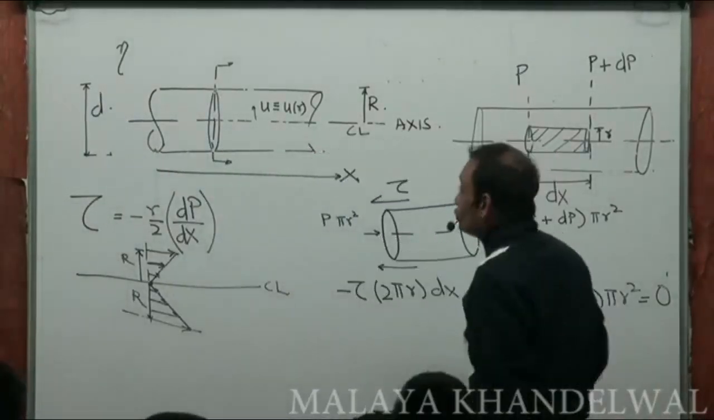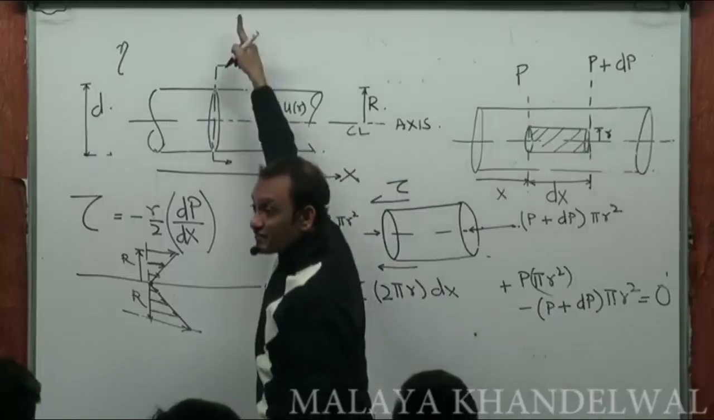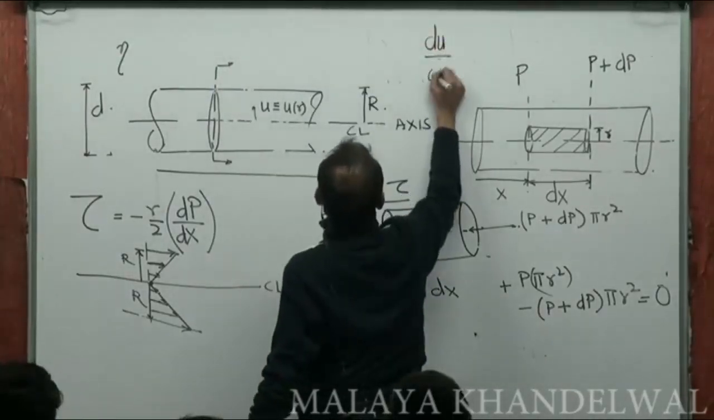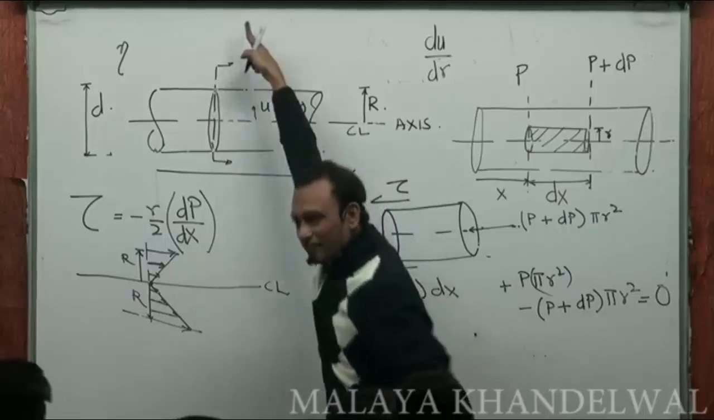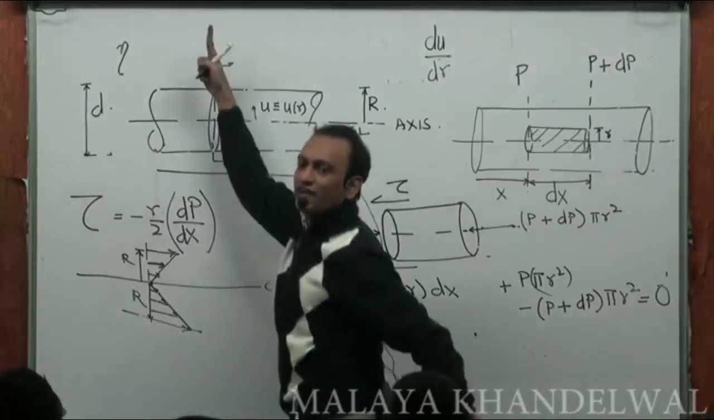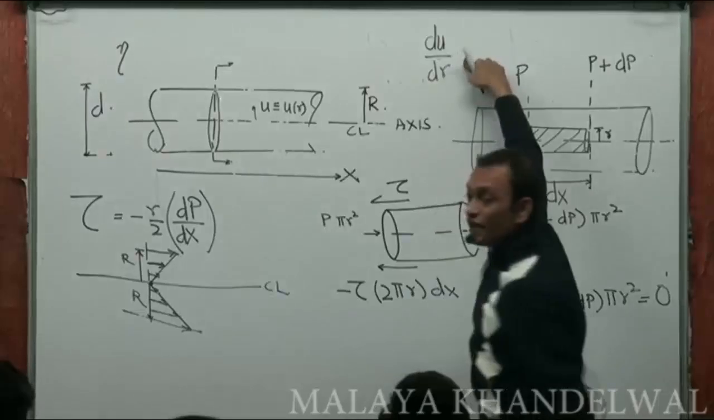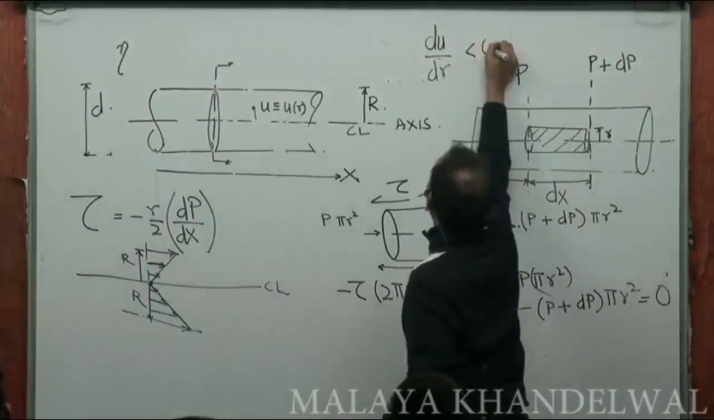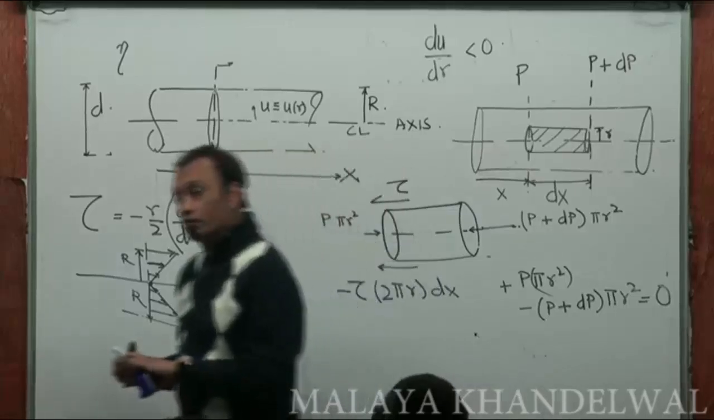And do you realize that u is decreasing with r? So, if u is decreasing with r, du dr will be the velocity gradient. Instead of y, you have the r direction. So, du dr will be the velocity gradient in the r direction, and it's going to be a negative number, right?